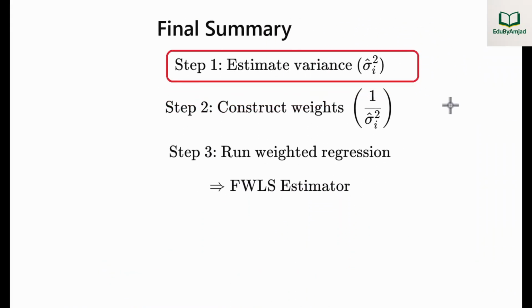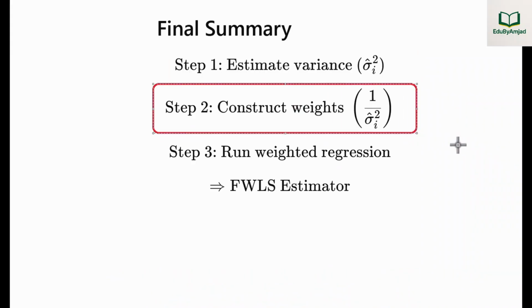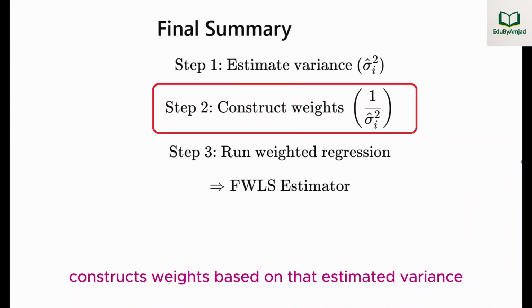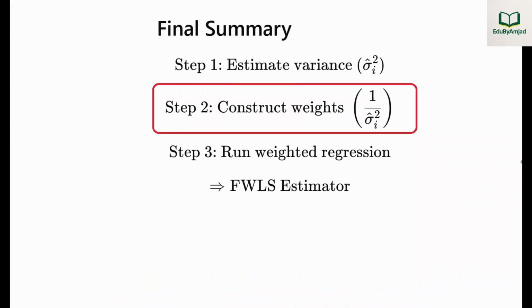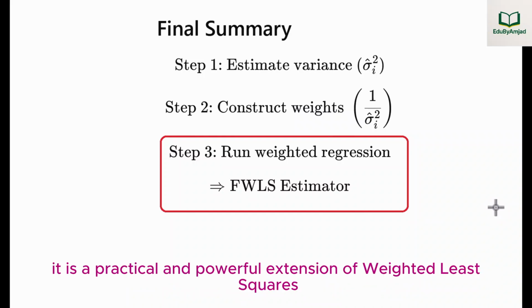To summarize, feasible weighted least squares estimates the error variance from the data, constructs weights based on that estimated variance, and then performs weighted regression. It is a practical and powerful extension of weighted least squares.